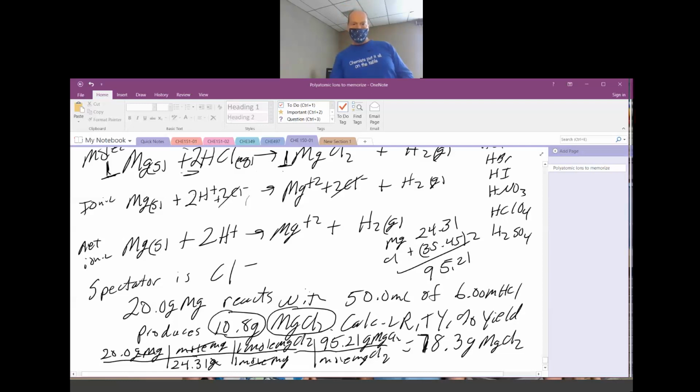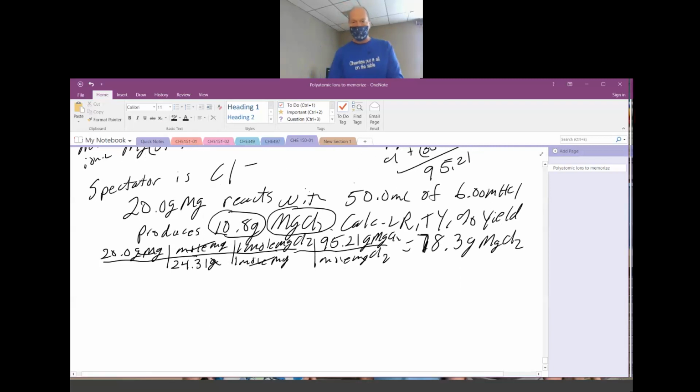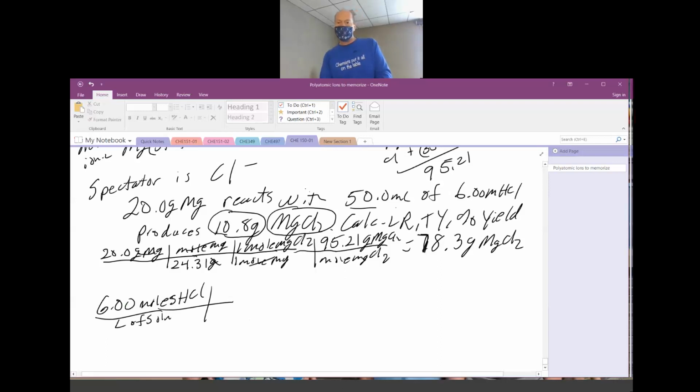Note that the mole ratio is 2 moles of HCl to 1 mole of MgCl2. All right, so for this one, we have 50 mils of 6 molar. So when you have 6 molar, molar does not help. You have to know that that is moles of HCl per liter of solution. And they tell us that we have 50 mils of this solution. So you have to convert that to liters to cancel liters. So 50.0 times 10 to the minus 3 liters. All right, so this is then moles of HCl.